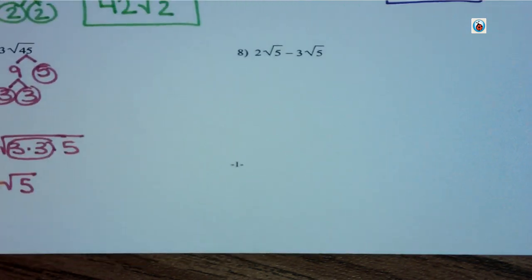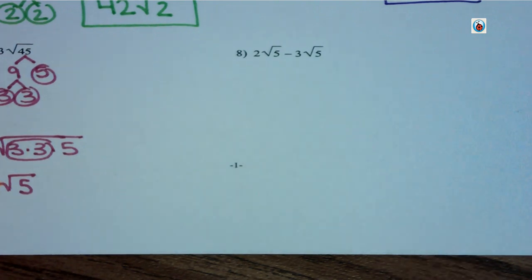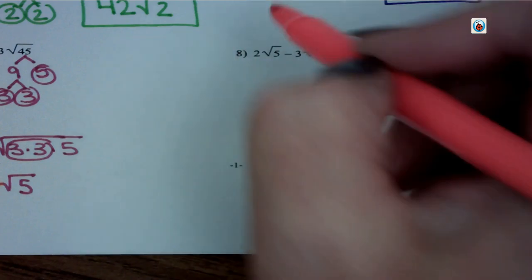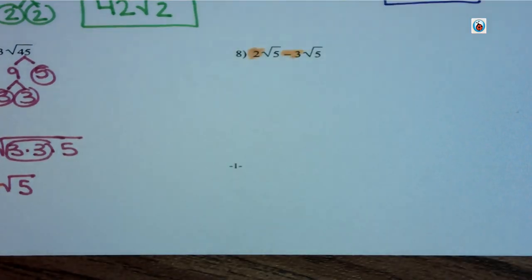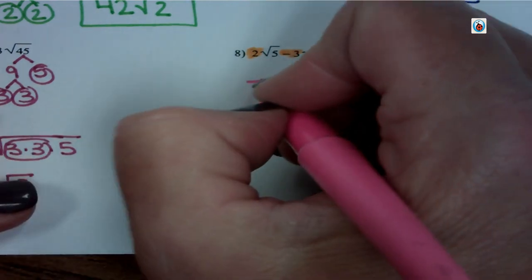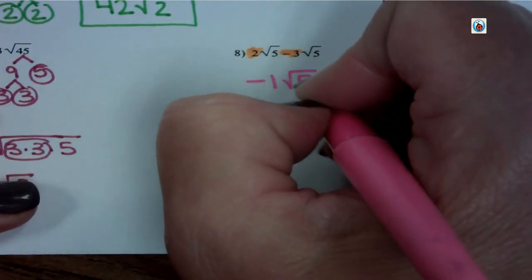Okay, look at number 8. It says 2 radical 5 minus 3 radical 5. Well, they're the same. I have a radical 5 on both of them, so I can just combine my 2 minus 3. 2 minus 3 is negative 1, and then we're going to keep our radical 5.